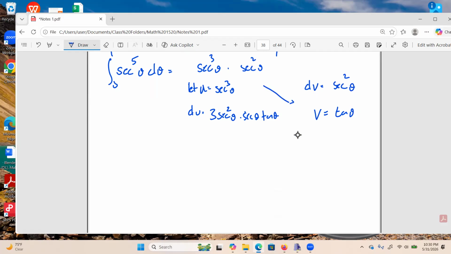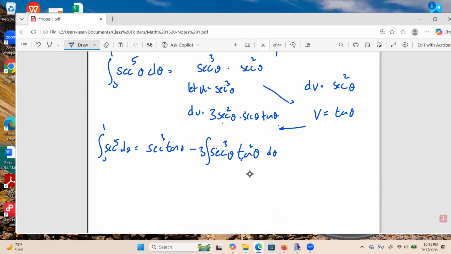So here we go with our swish and flick here. We have our diagonal times the bottom row. So the integral of secant to the 5th d theta is equal to secant cubed tangent theta minus the integral of 3 secants, let's see, 1, 2, 3 secants, so secant cubed, and 1, 2 tangents, so tangent squared theta. Okay, and we have to integrate this piece.